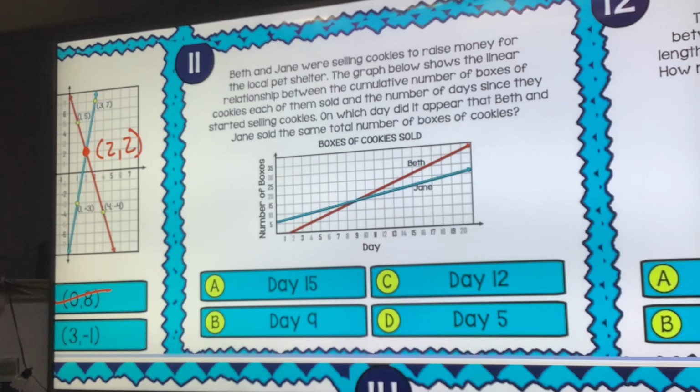So Beth and Jane were selling cookies to raise money for their local pet shelter. The graph below shows a linear relationship between the cumulative number of boxes of cookies each of them sold and the number of days since they started selling cookies. On which day did it appear that Beth and Jane sold the same number? So same number is where they are intersecting. And I am looking how many days, so I am looking at my x-axis. That's something you're going to have to look at. That's the only number I need to look at, and I look at where it's intersecting, and it is 9 days. That's it. That's all you're having to do.